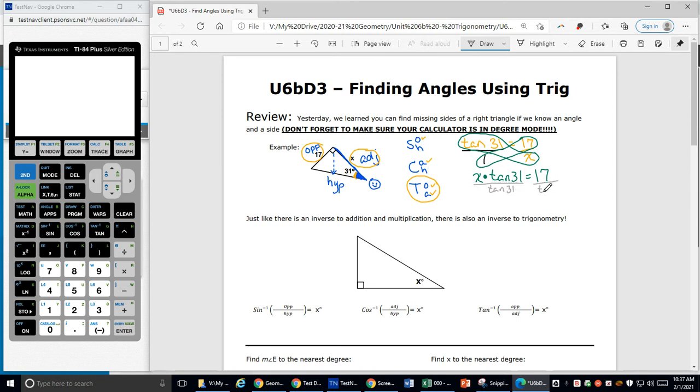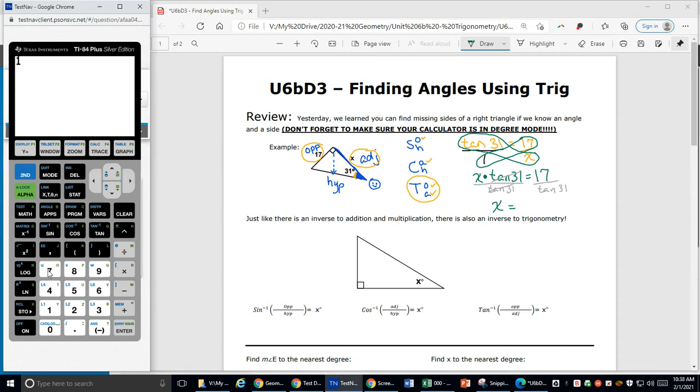Divide by the tangent of 31. So these two will cancel, and on the left-hand side, I'll just have my x. And on the right-hand side, I have tangent 17 divided by the tangent of 31. So I'm going to come over to my calculator and do that. 17 divided by the tangent of 31.